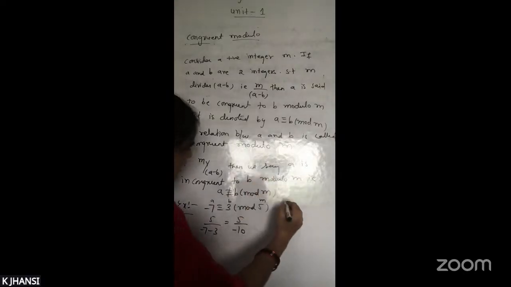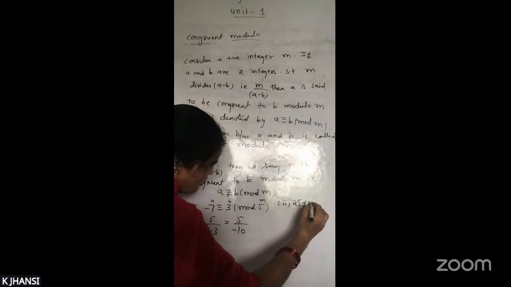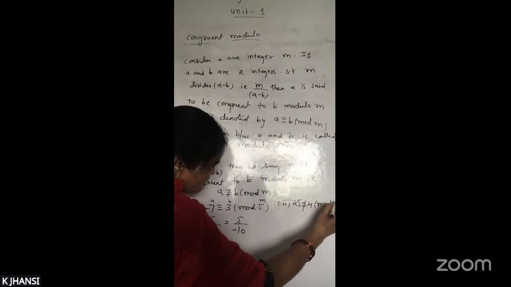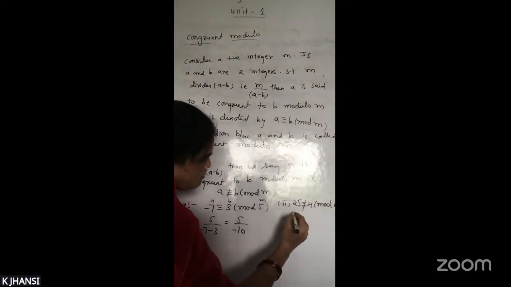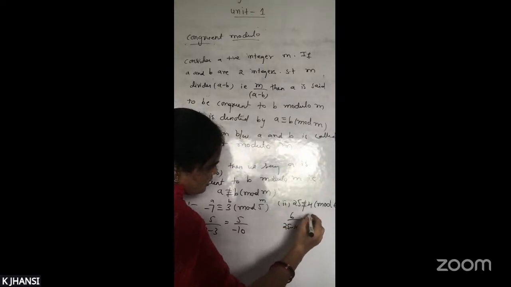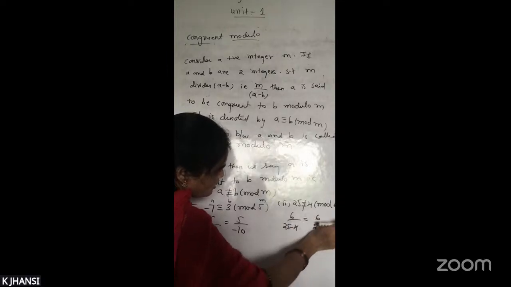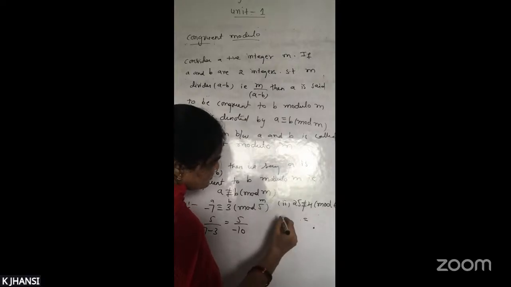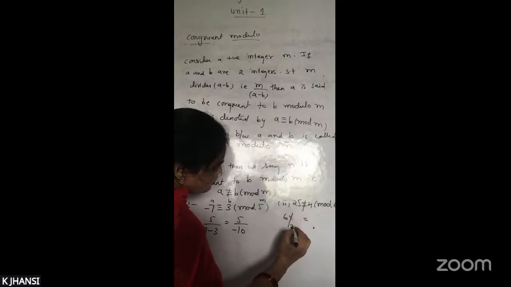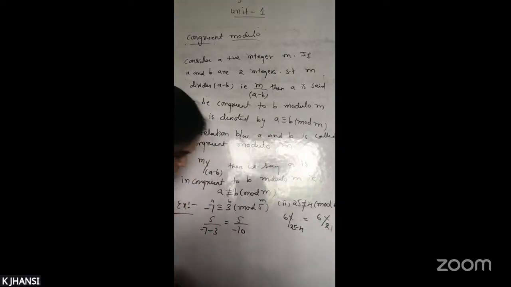Now the second example. 25 is not congruent to 4 mod 6. Here m is 6. 6 divides 25 minus 4, that is 21? No, 6 does not divide 21, so 25 is not congruent to 4 mod 6. So this is the example for congruence and this is the example for incongruence.